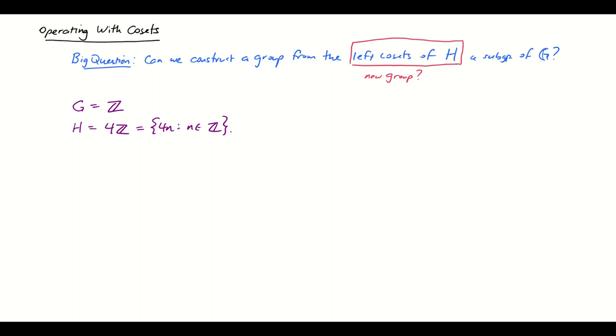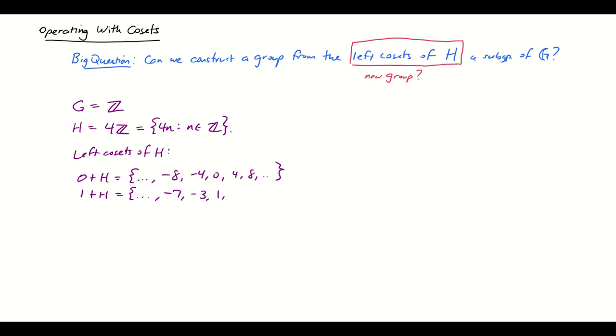So the first question is, what are the left cosets of H? The left cosets of H are H itself, or if you like, 0 plus H, and that consists of integers like -8, -4, 0, 4, 8, etc. And then there's 1 plus H, and that would contain things like -7, -3, 1, 5, 9, etc. And then there's 2 plus H, and that would have -6, -2, 2, 6, 10, and so on. And then there's 3 plus H, which would consist of -5, -1, 3, 7, 11.